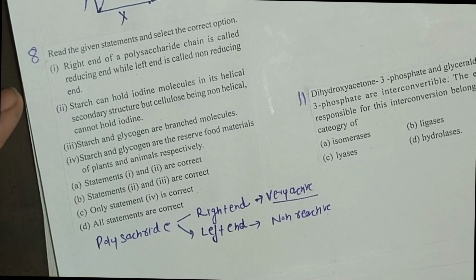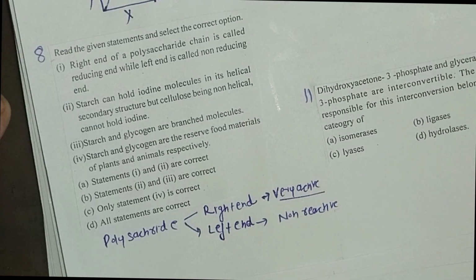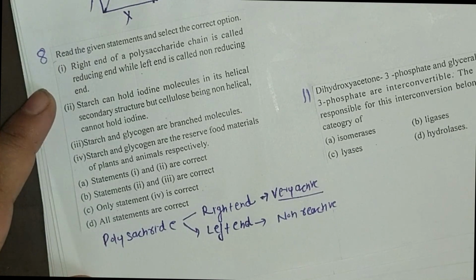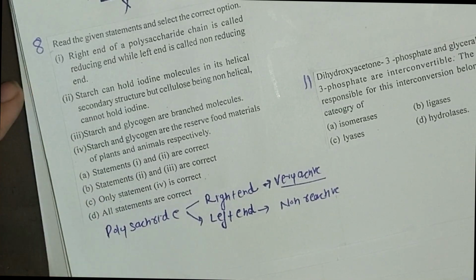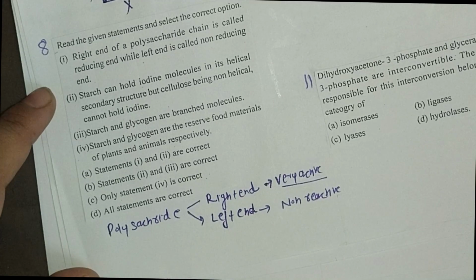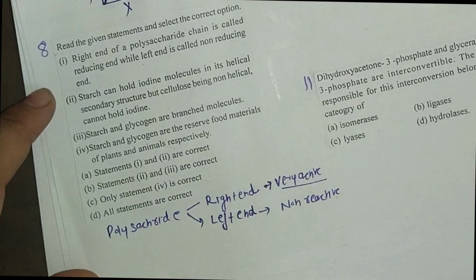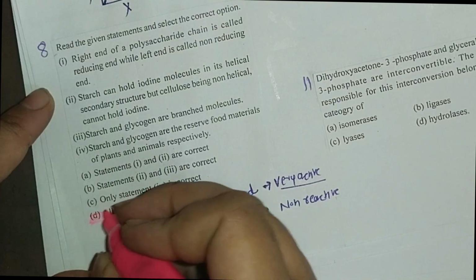Next is starch and glycogen are the branched molecule. Yes, starch contains amylose. Starch is a homopolymer of glucose, and glycogen is also a homopolymer of glucose. So they are the branched molecule. While the fourth statement is starch and glycogen are the reserve food material. This statement is correct, in plants and in animals respectively. Both are correct. So all the statements are correct. The correct answer is D.